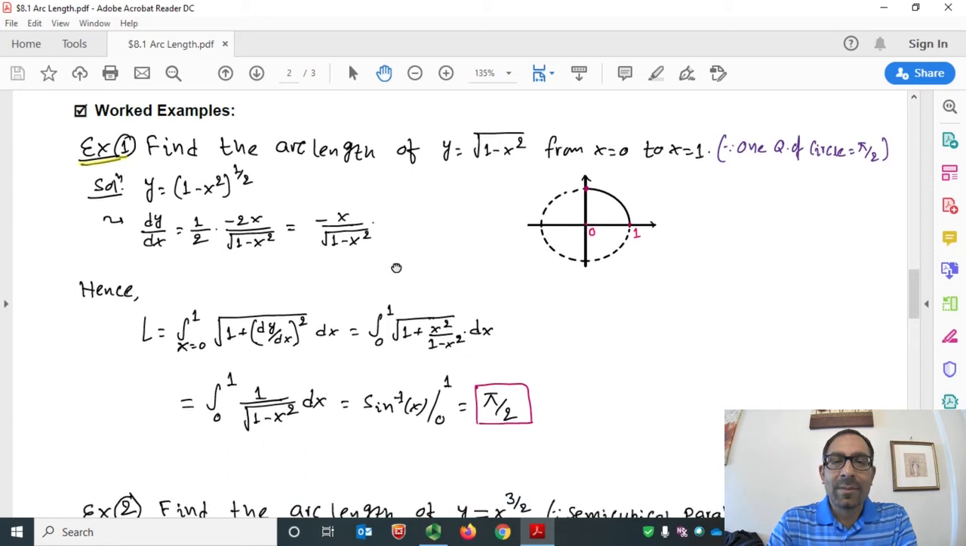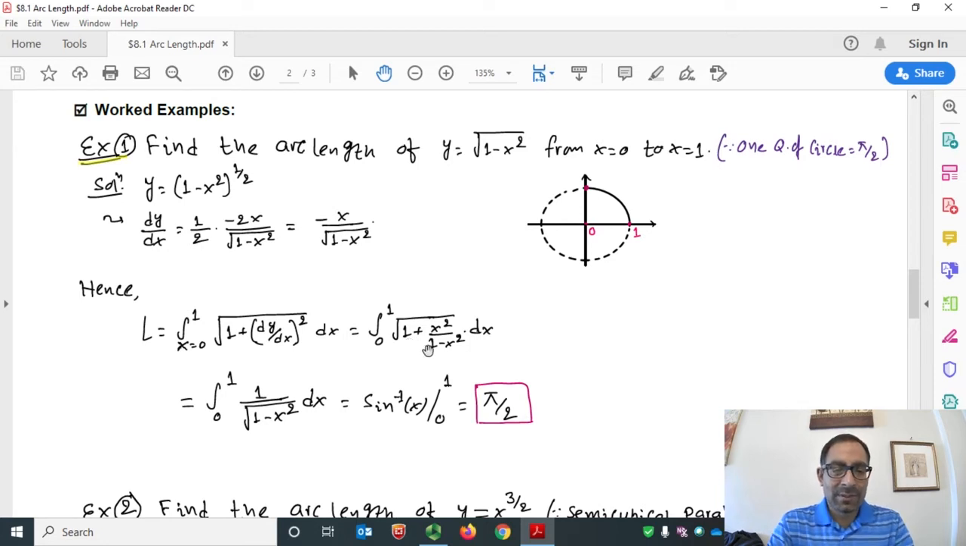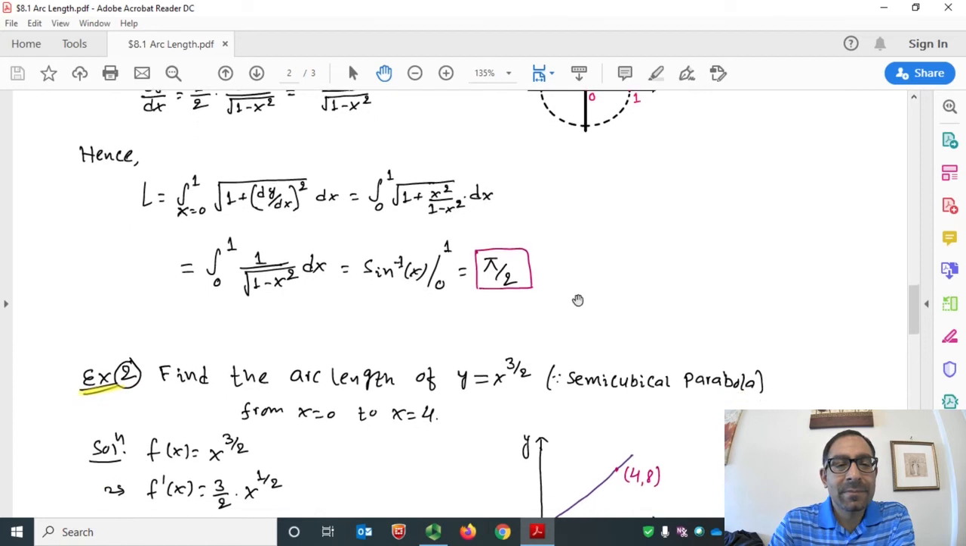Great. Then apply the formula. Our arc length formula is L equals the definite integral from x equals 0 to 1 of the radical of 1 plus (dy/dx) squared. So this turns out to be the integral from 0 to 1 of the radical of 1 plus x squared over 1 minus x squared, because the radical and the square cancel in my denominator. Let me scroll down and simplify. So multiply this 1 by 1 minus x squared and add x squared. That x squared cancels out. Then we have the definite integral from 0 to 1 of 1 over radical 1 minus x squared dx.